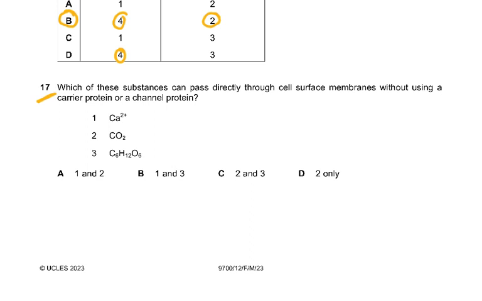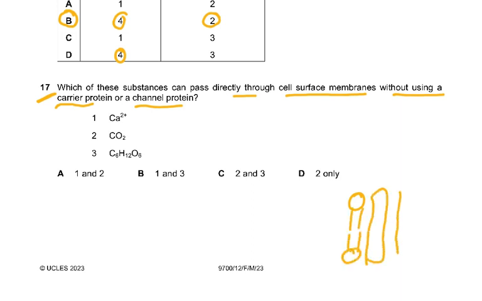Question 17. The casual students can't do that. It's only the students who've been diligently studying for 2 years who can do that. Which of these substances can pass directly through cell surface membranes without using a carrier protein or a channel protein? You see, when is a channel protein needed? A channel protein is needed only when there is something which is water soluble or polar. So glucose is water soluble and calcium is an ion, so again, it's a polar molecule.